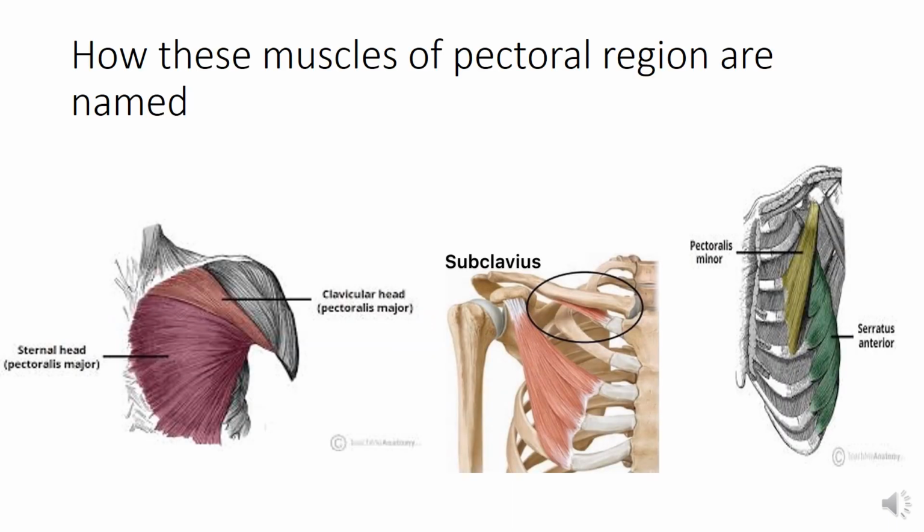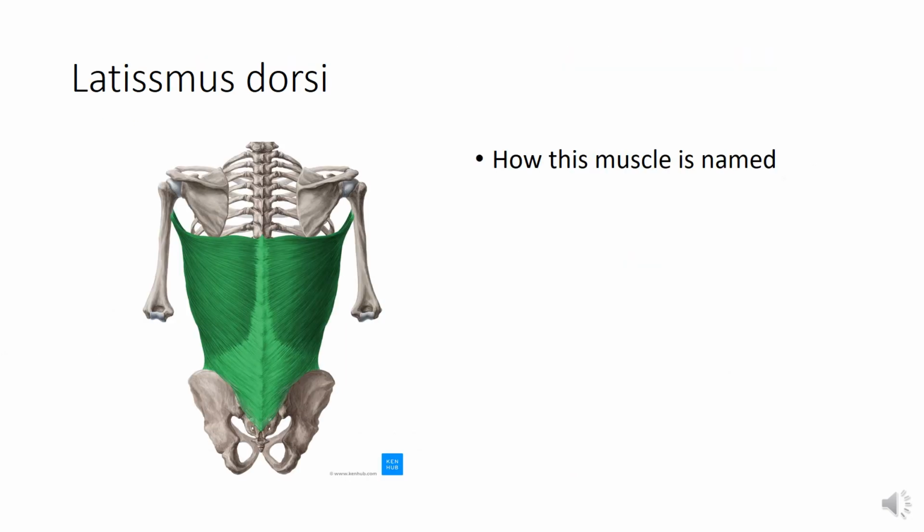Now the assignment. How are the muscles of the pectoral region named? You have to write down the muscles of the pectoral region and how they are named. Then the latissimus dorsi muscle. This is a large muscle present at the back. So how is this muscle named latissimus dorsi? What is the meaning of latissimus dorsi? Thank you.